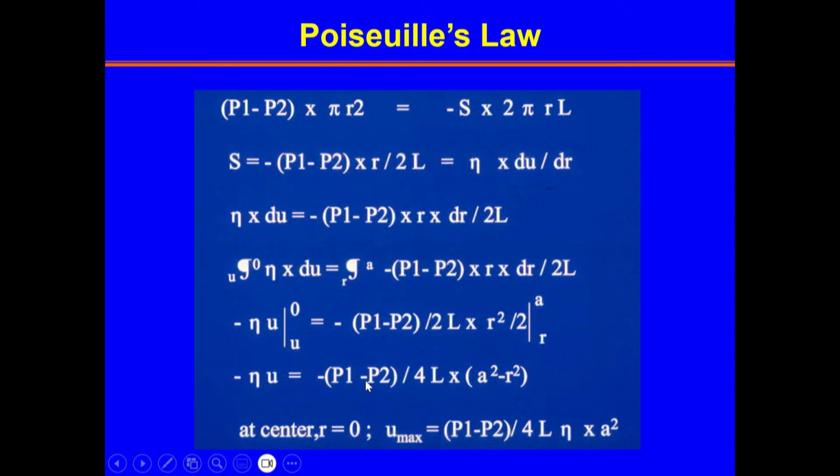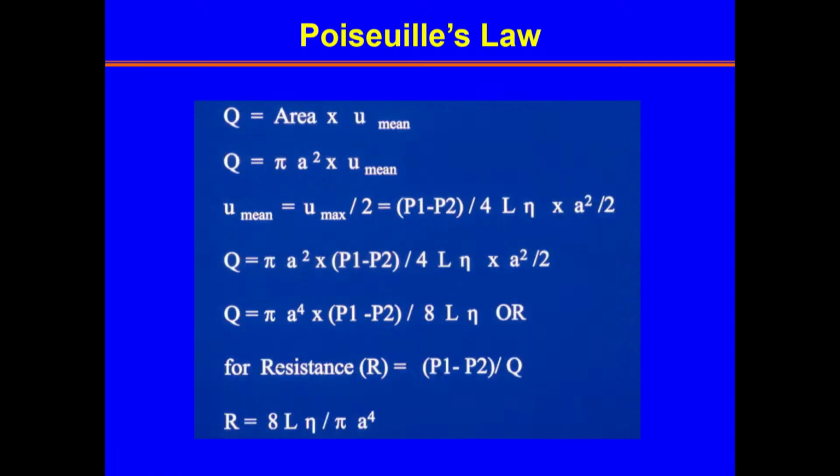Notice that the minus signs cancel, and at the center the radius is really 0, and so that expression of the maximum velocity is given by the difference in pressure gradient multiplied by the radius squared divided by 4 multiplied by the length and the viscosity.